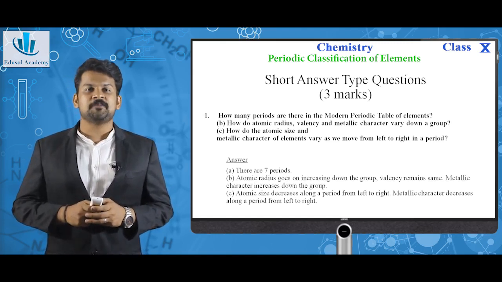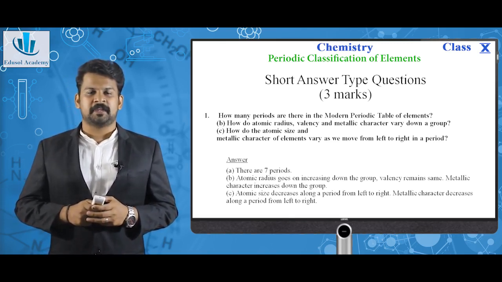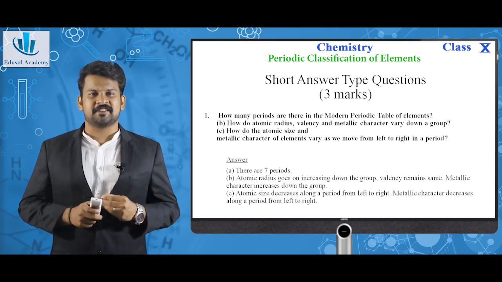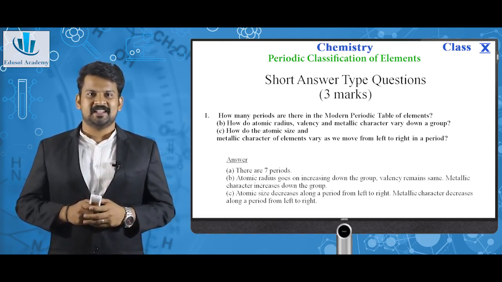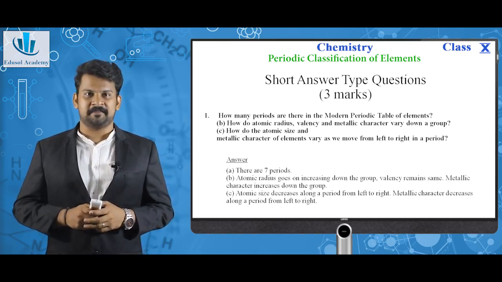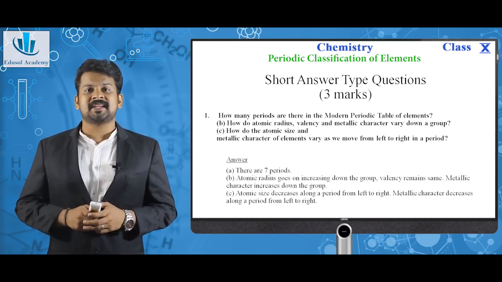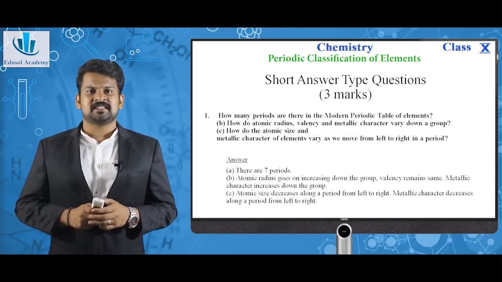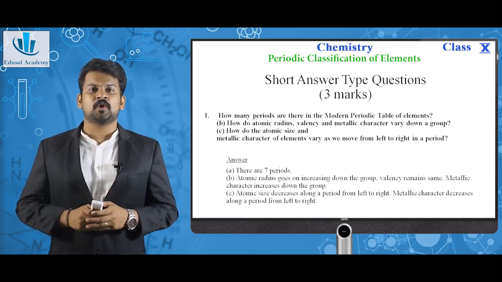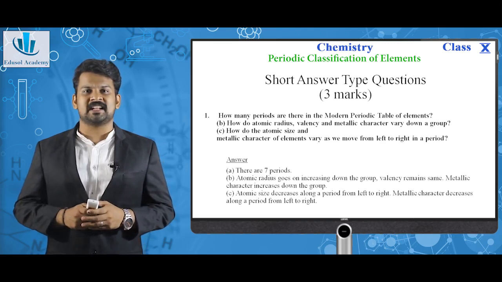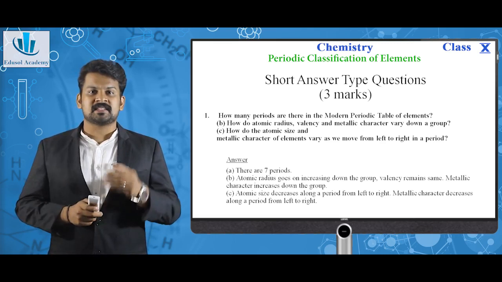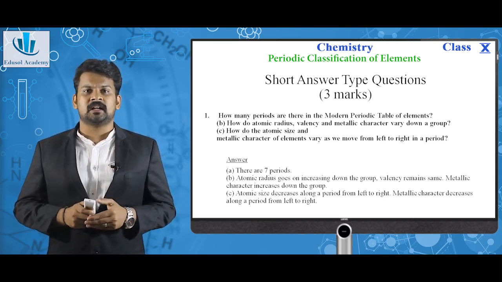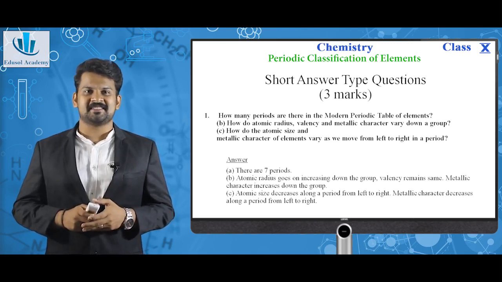Down a group, atomic radius increases because the number of shells increases, which increases the distance between the valence electron and the nucleus. Down a group, valency remains the same. Down a group, metallic character increases because, since the distance increases, an element could lose the outermost valence electron very easily, making it an electropositive element. So, down the group, the electropositivity or the metallic character of the element increases.